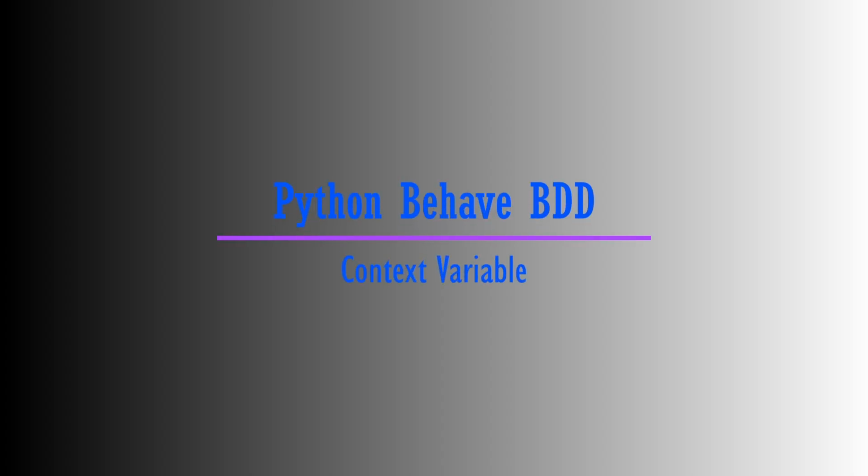Welcome. You may have noticed the context object we are using in our step definitions. It is actually a way to pass information and manage the test execution. In this session, let's talk more about what the context variable is and how it is used in different scenarios, and we will also see some examples.